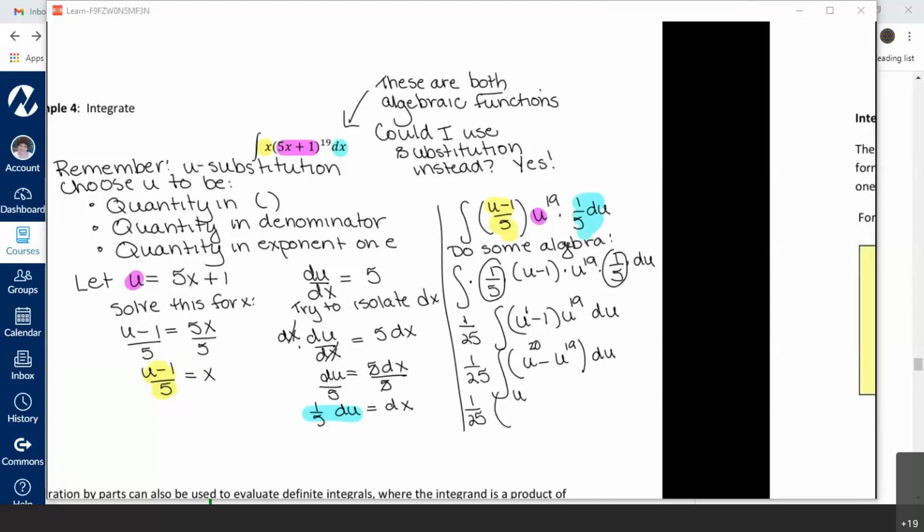This is u to the 21st over 21 minus u to the 20th over 20 plus c. All right, and then all I have to do is substitute back my x term. So this gives me (5x plus 1) to the 21st over 21 minus (5x plus 1) to the 20th over 20.